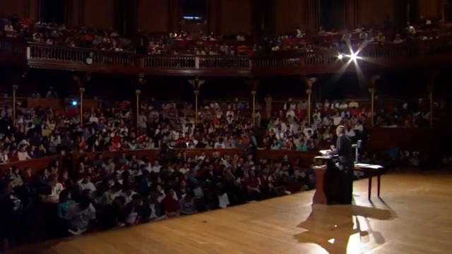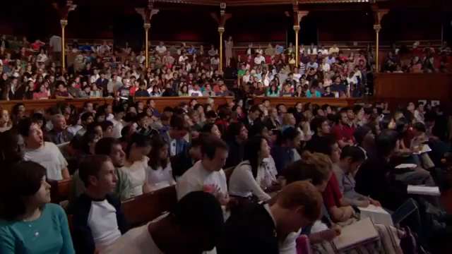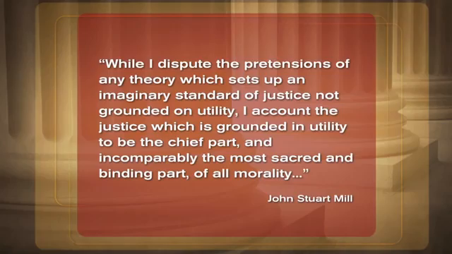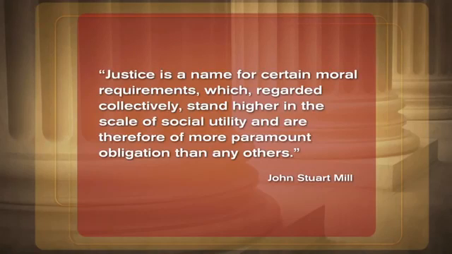What about Mill's attempt to reply to the objection about individual rights? In a way, he uses the same kind of argument. And this comes out in chapter 5. He says, "I dispute the pretensions of any theory which sets up an imaginary standard of justice not grounded on utility," but still he considers justice grounded on utility to be what he calls the chief part and incomparably the most sacred and binding part of all morality. So justice is higher. Individual rights are privileged, but not for reasons that depart from utilitarian assumptions.